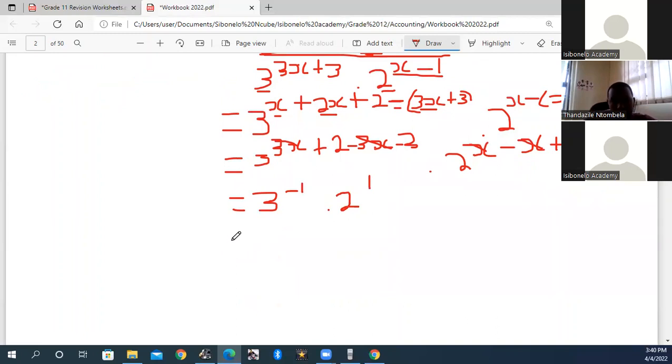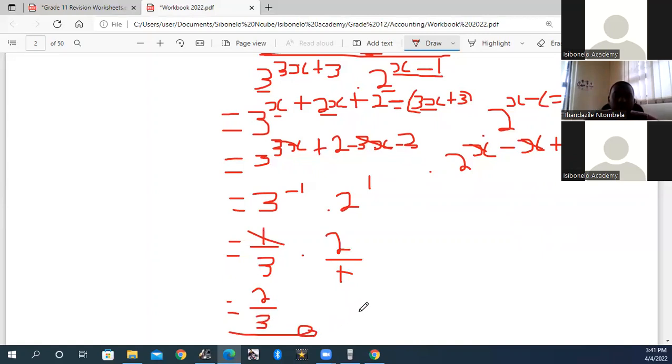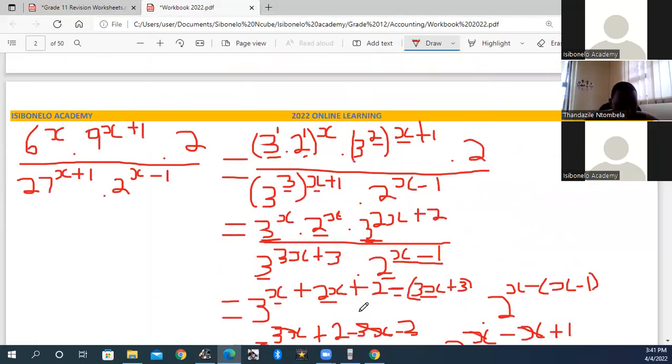3 exponent negative 1. So now let us write this in a positive form. We must write a positive exponent: 1 over 3 times 2 exponent 1, or 2. And this has the denominator 1 invisible. So 1 and 1 cancel and we have 2 over 3. Then we apply this value to the first one.